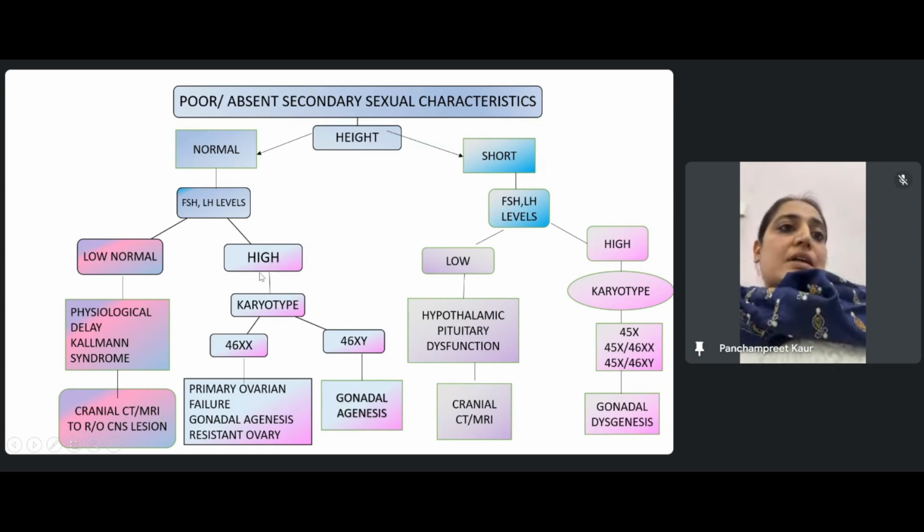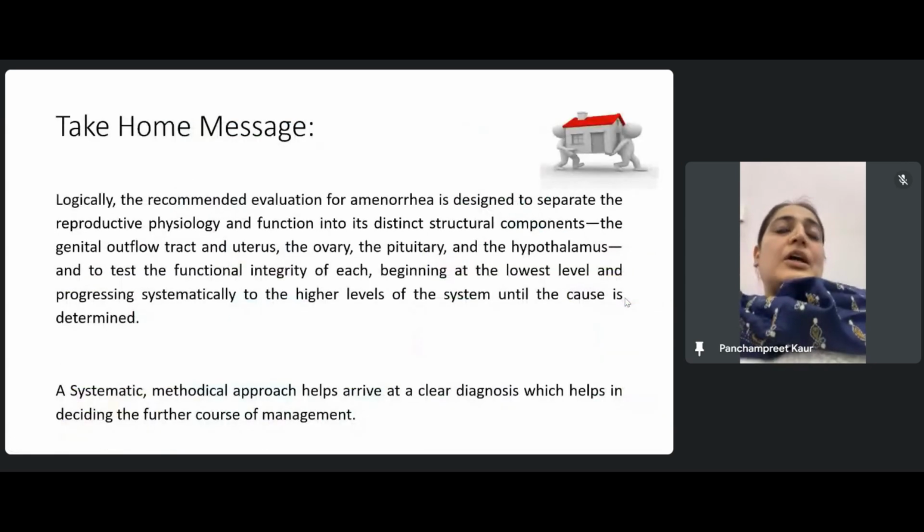If the FSH levels are high, we have to rule out the karyotype 46XX in cases of primary ovarian failure, vaginal dysgenesis, or resistant ovary, and 46XY in gonadal agenesis. If a girl is short, we again look at the hormones. If they are low, it can be because of hypothalamic pituitary dysfunction. If they are high, we need to look at the karyotype, and gonadal dysgenesis needs to be ruled out.